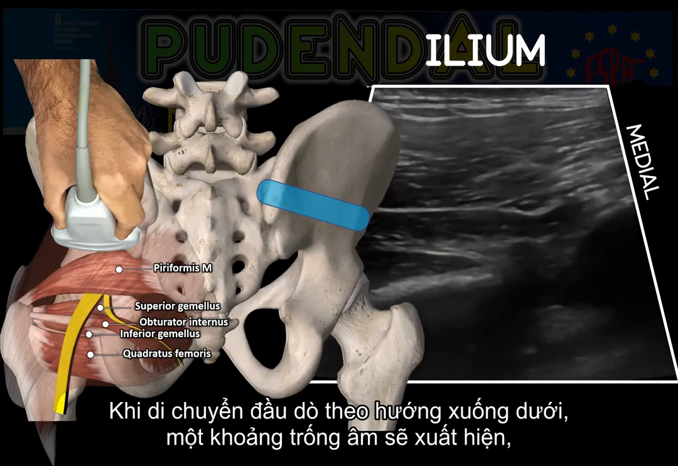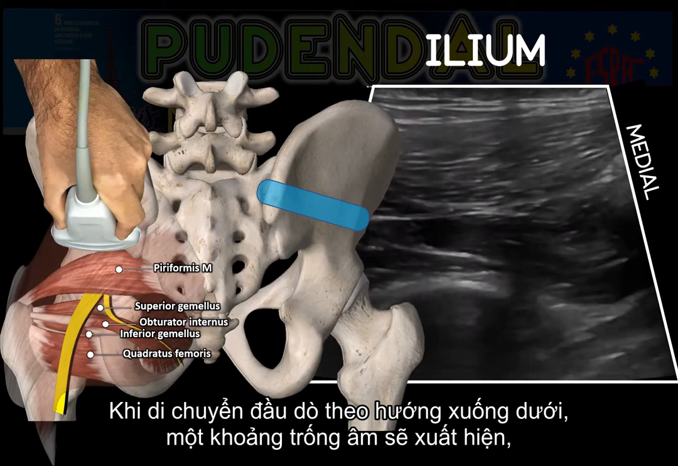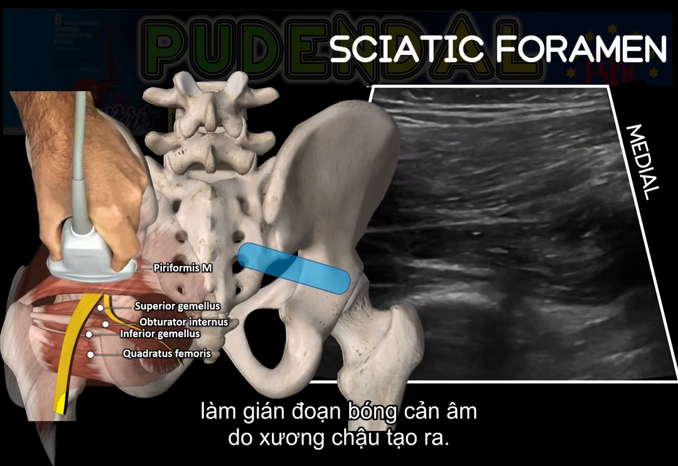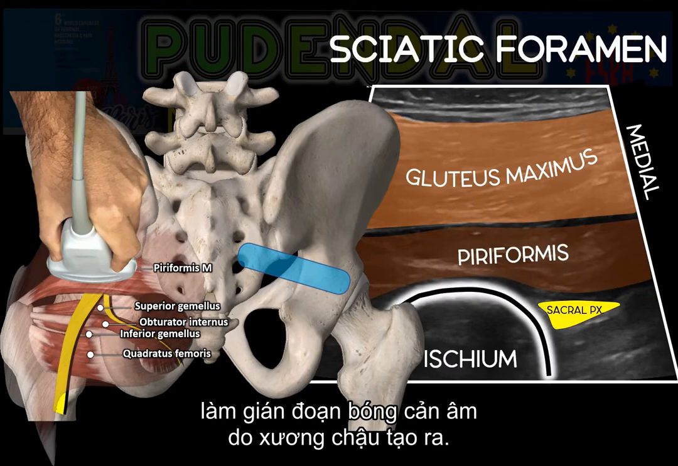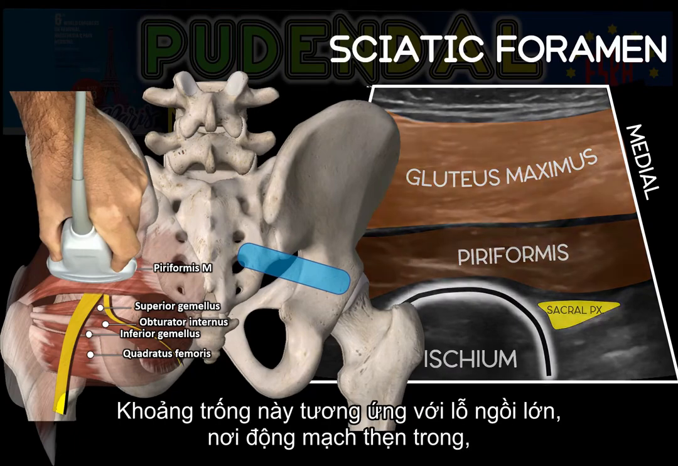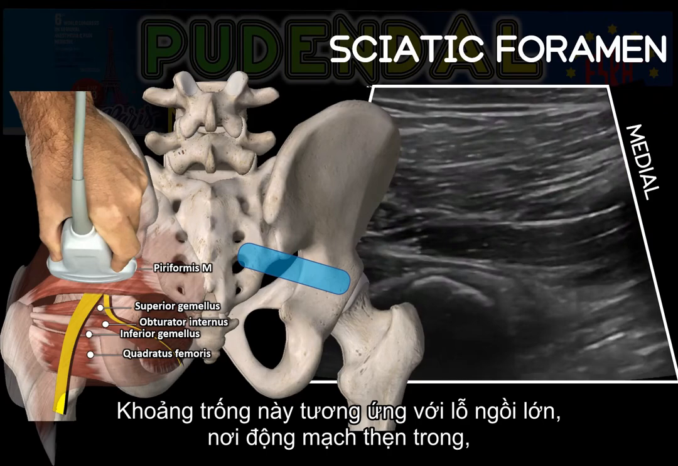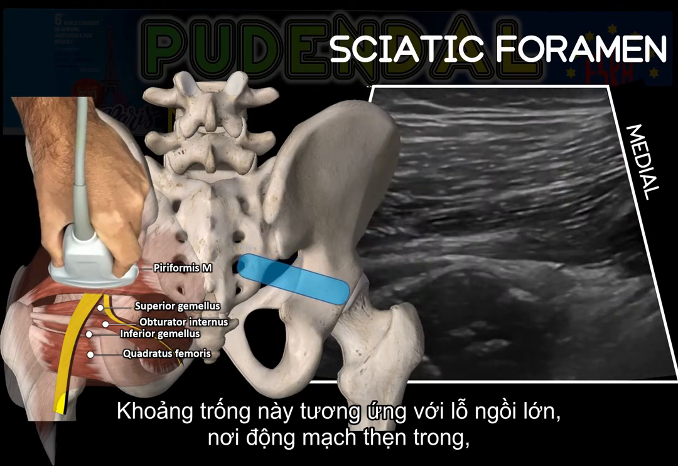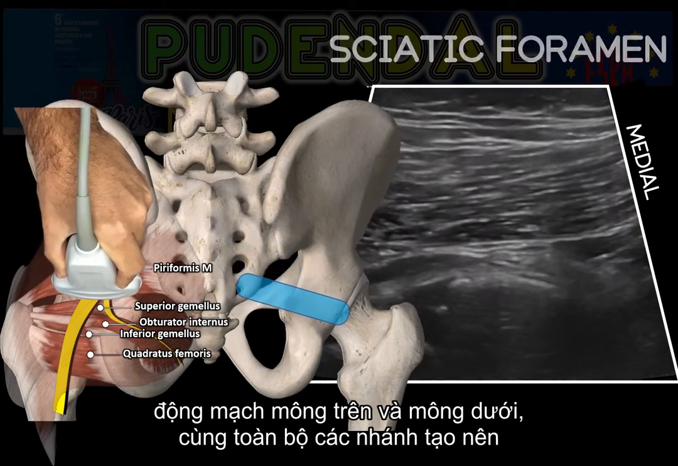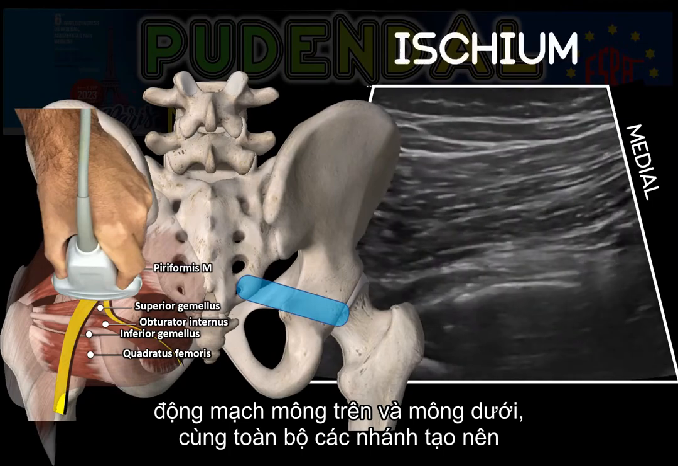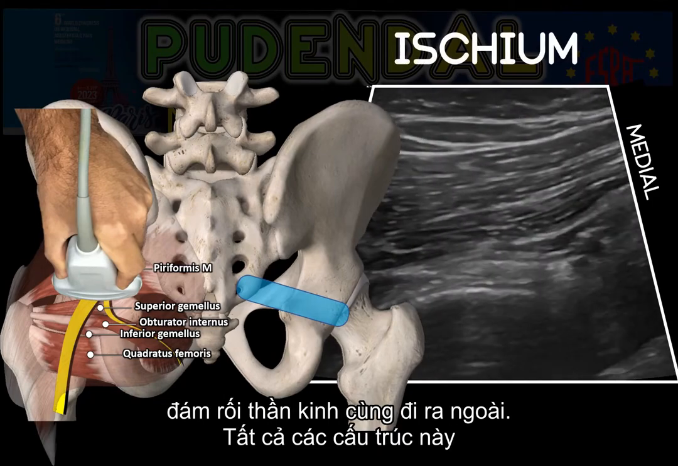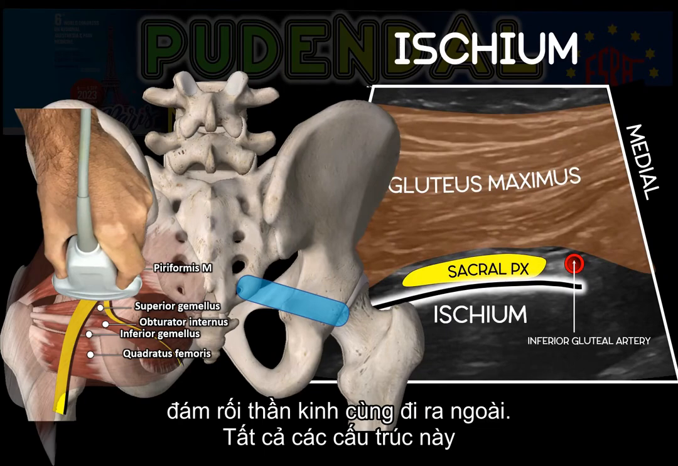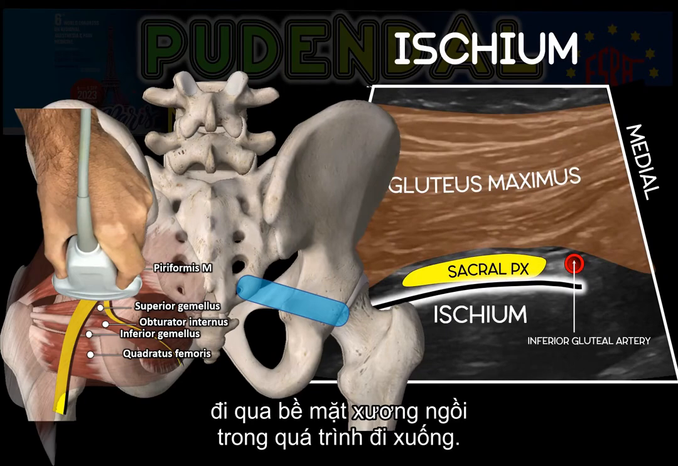When sliding the transducer in a caudal direction, an acoustic gap will appear, breaking the acoustic shadow generated by the ilium. This gap corresponds to the greater sciatic foramen, where the internal pudendal, superior and inferior gluteal vessels, and all the branches that form the sacral plexus emerge. All these structures course over the ischium during their descending path.